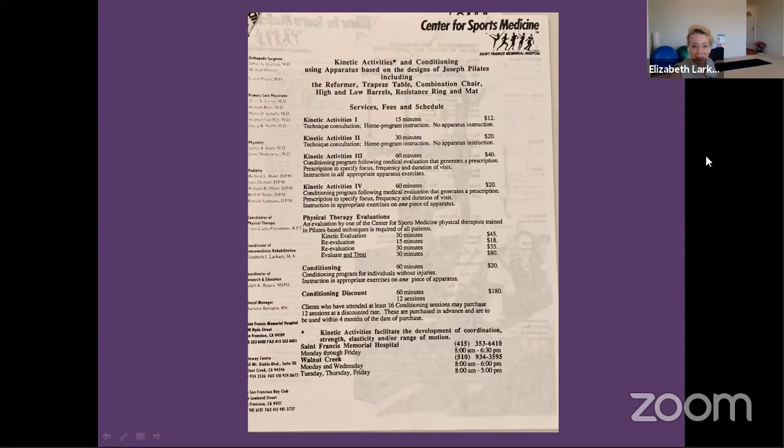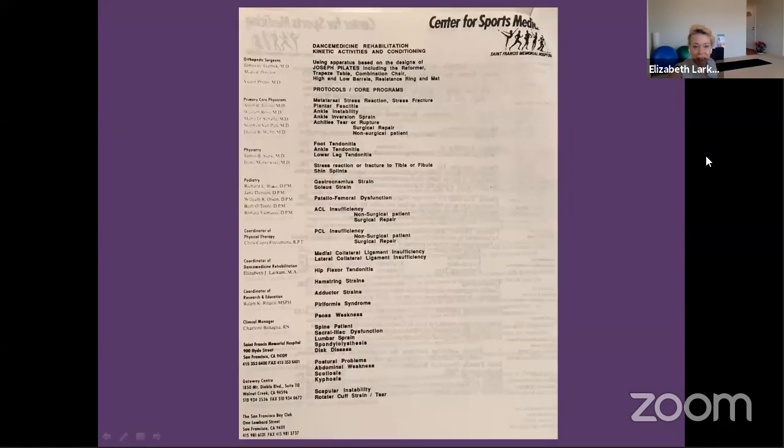And the next slide. Yes, here you see a summary or a list of the dance medicine rehabilitation kinetic activities and conditioning protocols, or the conditions that we were prepared to address with the different movement sequences that were guided by the physical therapy evaluations. And the next slide.